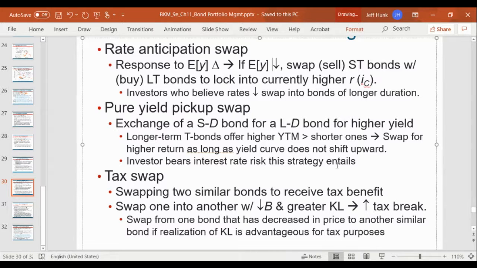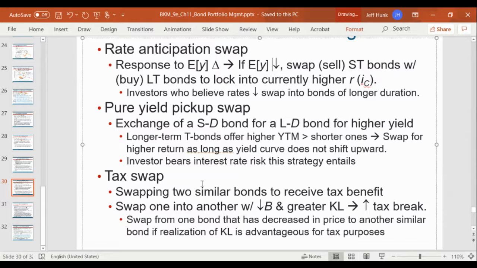bonds currently, because now you lock into the currently high coupon rate. Makes sense? You lock into a high coupon rate for the next 25 years. So that is the rate anticipation swap, swapping short-term bonds with long-term. And then the pure yield pickup swap. Pure yield pickup swap is basically the exchange of a short-duration bond for a long-duration bond for higher yield.